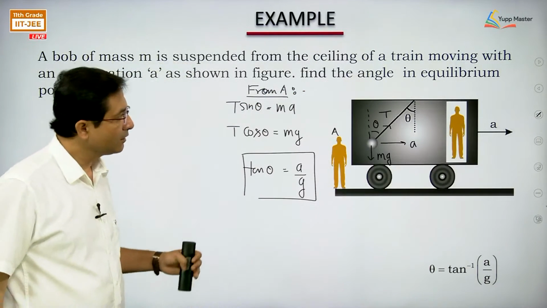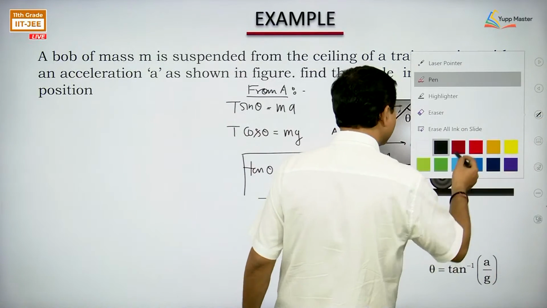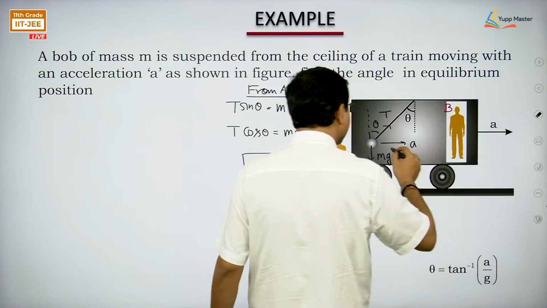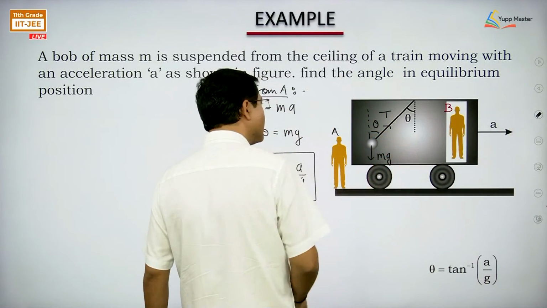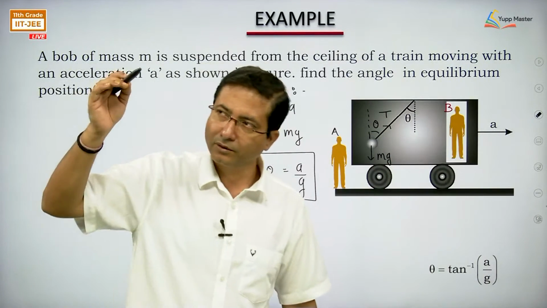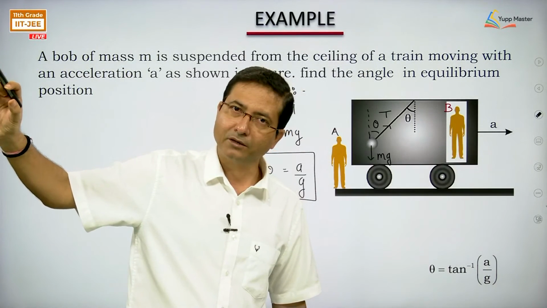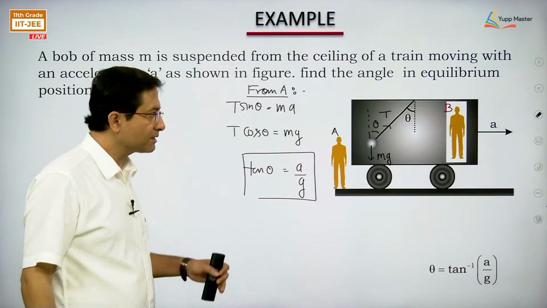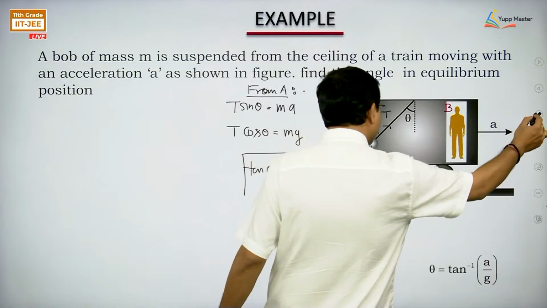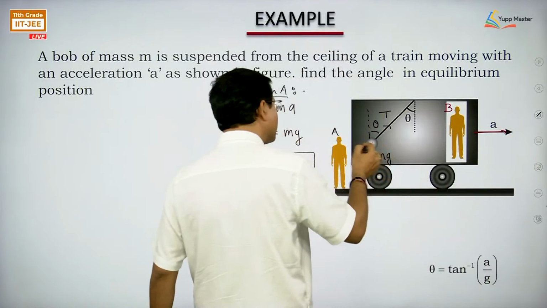Now if I want to calculate the value of theta from observer B, what is he going to observe? That person standing inside the cart is going to observe that the string makes a fixed angle theta and the bob is hanging at a particular location. The person standing inside the cart is not going to observe any motion. As his frame is non-inertial, he will add pseudo force here.